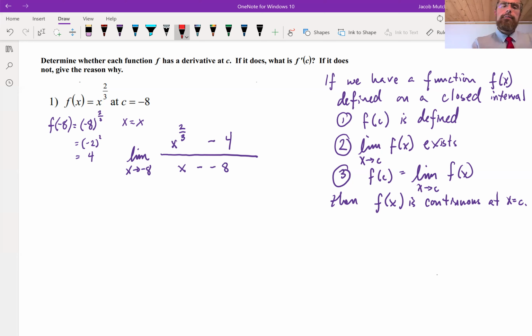Just to remind, for that limit of the average rate of change, it's the limit as x approaches c of f of x minus f of c over x minus c. So all we've done is taken that definition of the derivative in red and substituted in f of x, f of c, x, and c.